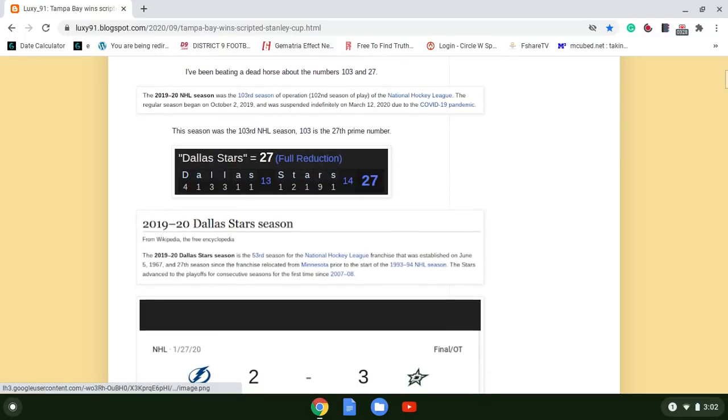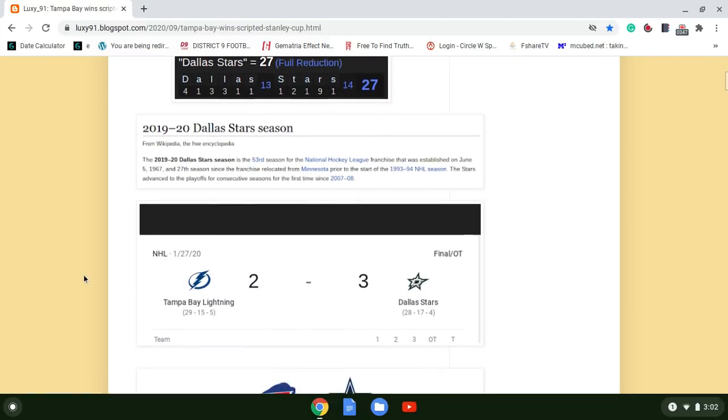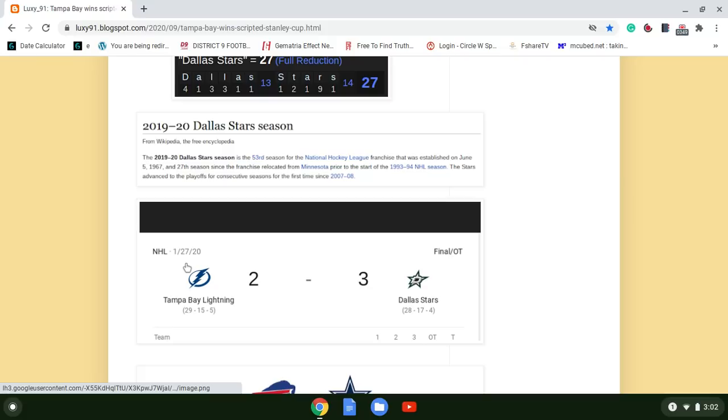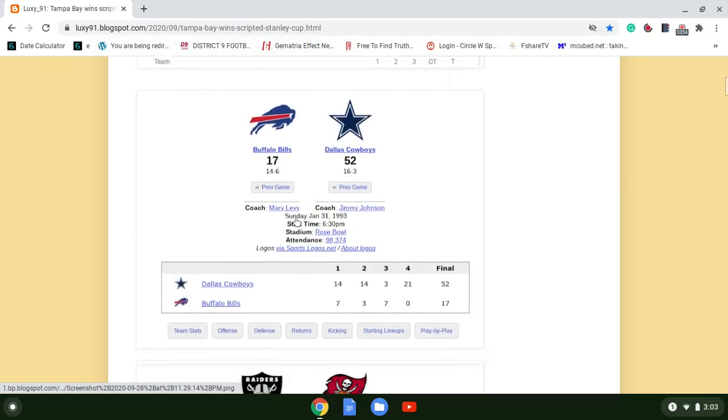So as I've said a million times before, this was the 103rd season of the NHL. That's the 27th prime number. Notice how Dallas Stars is 27. It's their 27th season since relocating from Minnesota. The last time the Stars and Lightning played prior to the Stanley Cup final was the 27th day of the year. The Dallas Cowboys won the 27th Super Bowl.